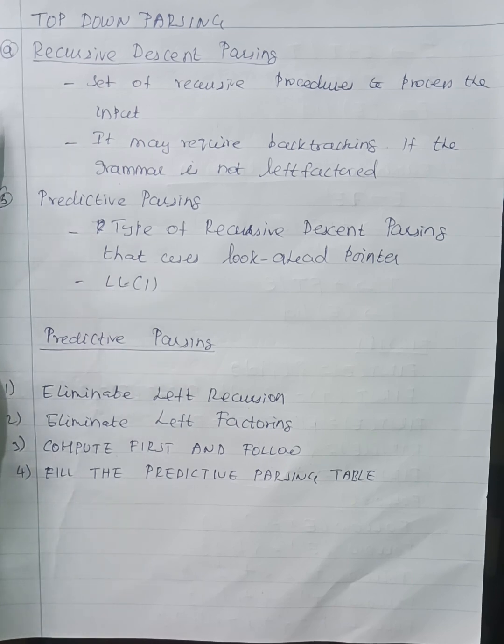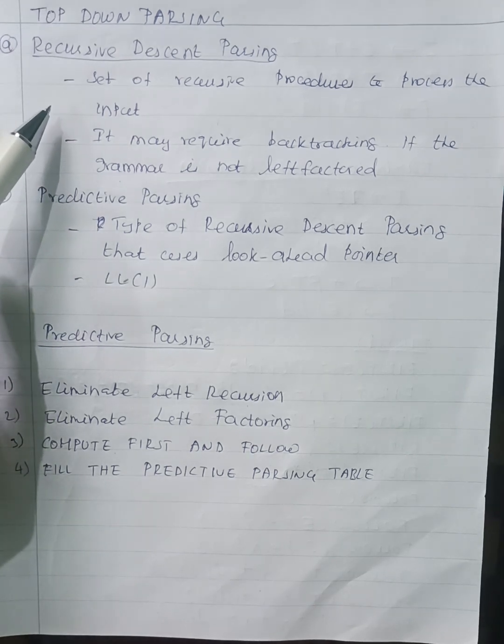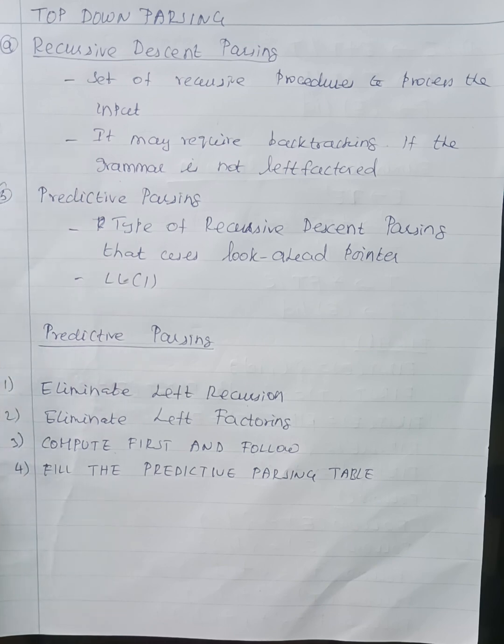Recursive descent parsing: there is a set of recursive procedures available in recursive descent parsing, which is going to process the input. And the second point is, if the given grammar is not left factored, then it requires backtracking. So these two we have to check in recursive descent parsing. A set of recursive procedures to process the input, and it may require backtracking techniques if the grammar is not left factored.